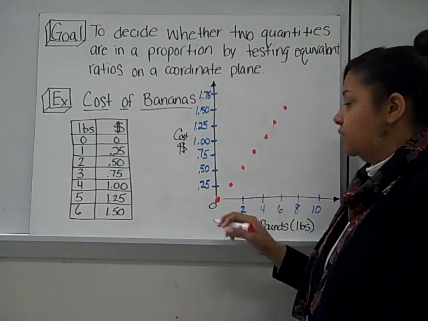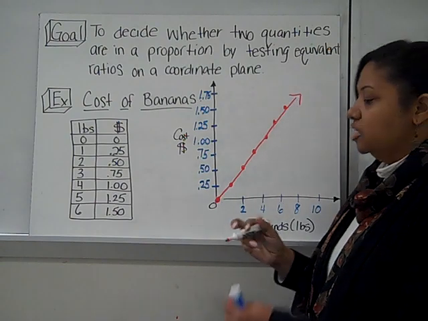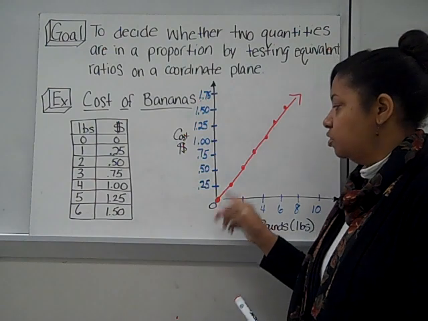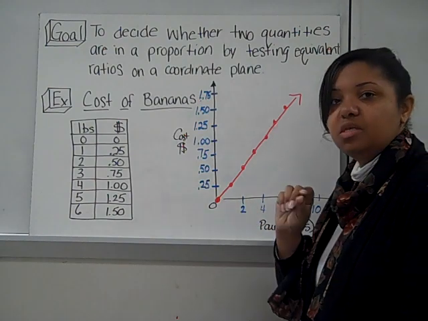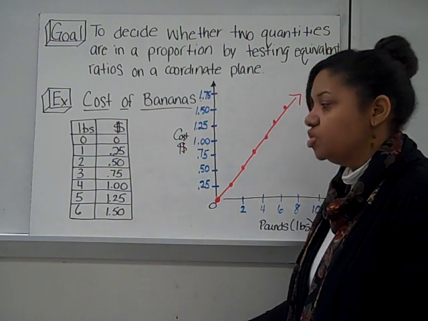Now, if you look closely, this is a pretty consistent, smooth line. That's actually a very good slope. It's a perfect slope. It starts at 0 and it's consistent. Anytime we would put a point on this line, we know that it would be in proportion.